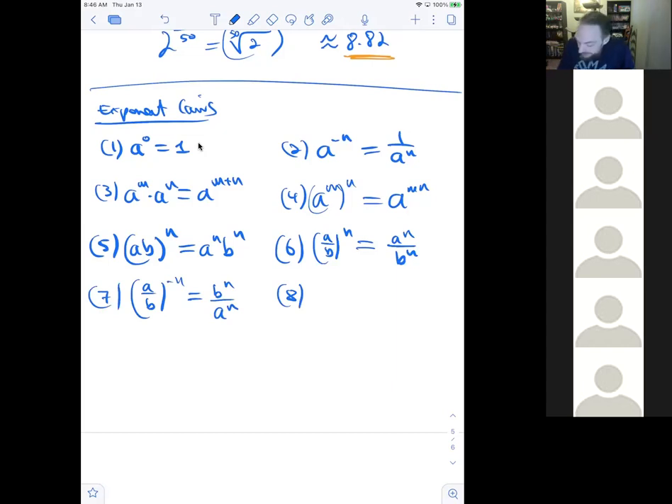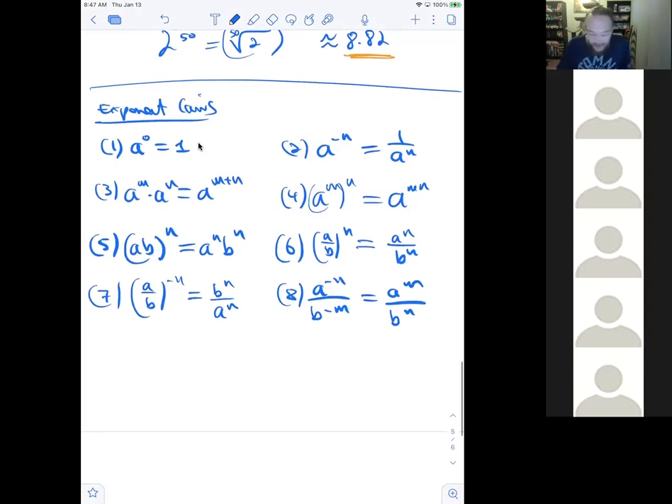And eight, if you want to make things positive, how do you make the negative exponent positive? You move it to the other side of a division sign. So this is the rule you're going to get: A to the negative n over B to the negative m is going to be B to the m over A to the n. Sorry, this should be a B. I just can't copy right. But you want to flip the bases. Again, go over all these exponent laws.